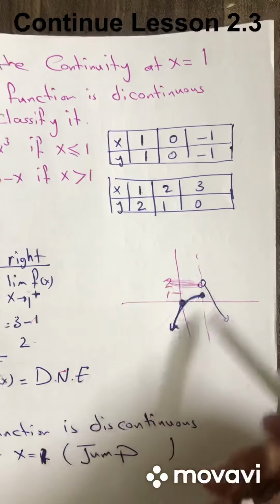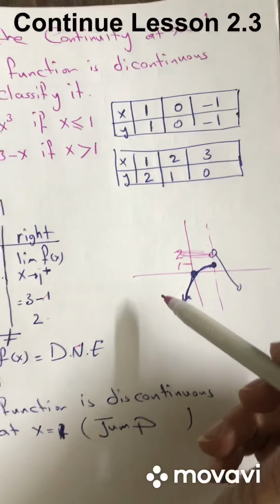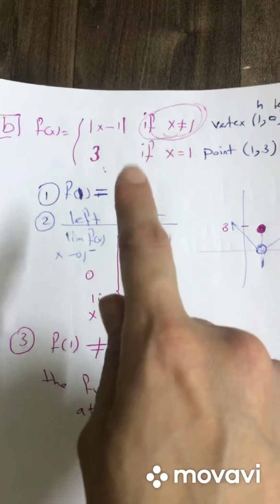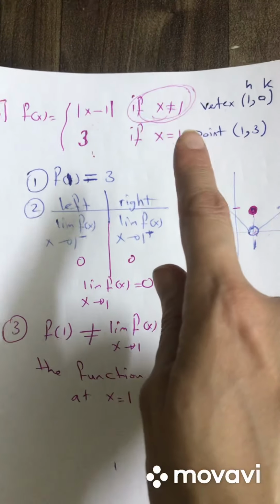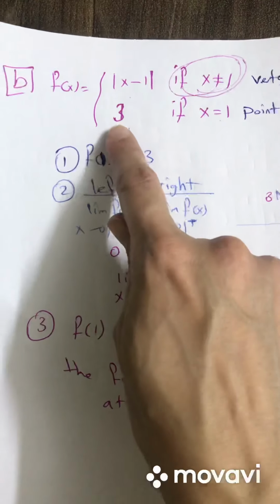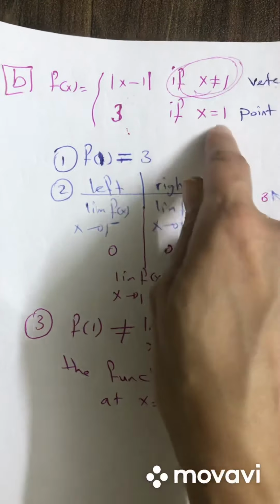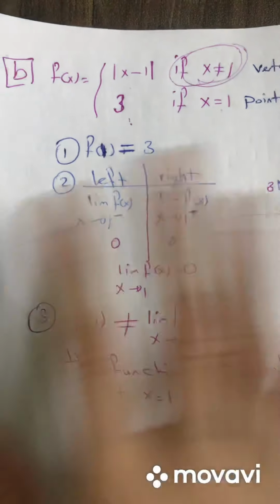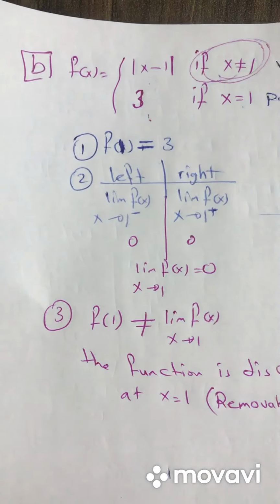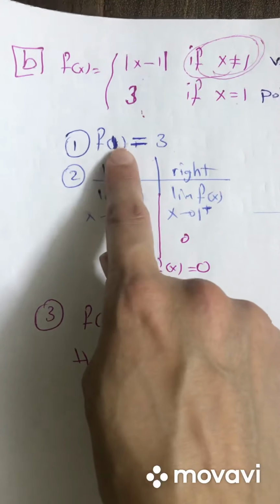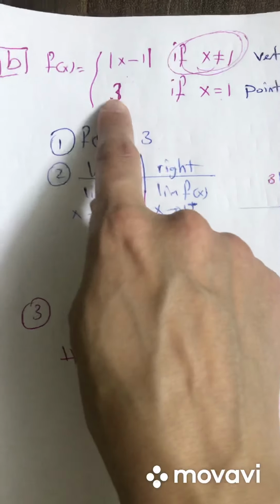From the graph, can you tell it's a jump? Yes, we can tell. Now take f of x as the absolute value of x minus 1 when x is not equal to 1, and f of 1 is equal to 3. If I don't want to study that graphically, I want to do it only algebraically. So f of 1, the condition: when x is 1, the y is a 3.